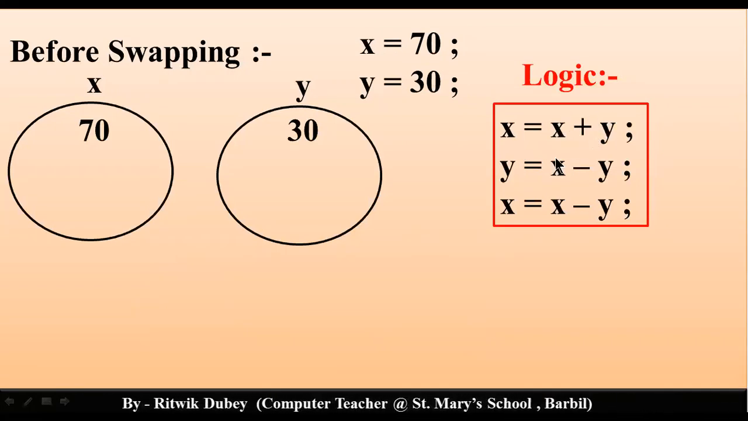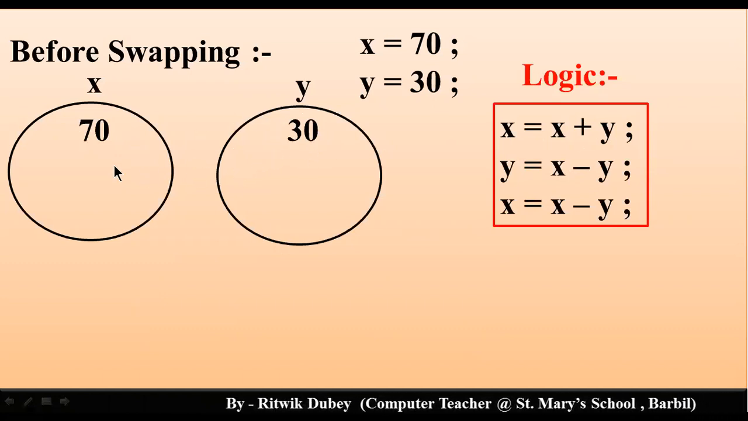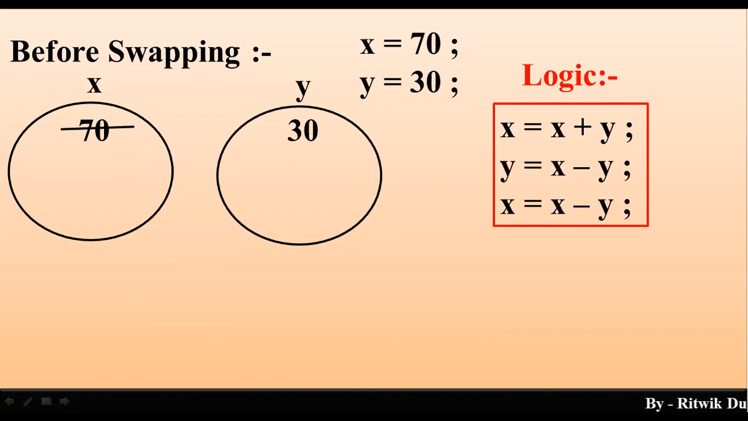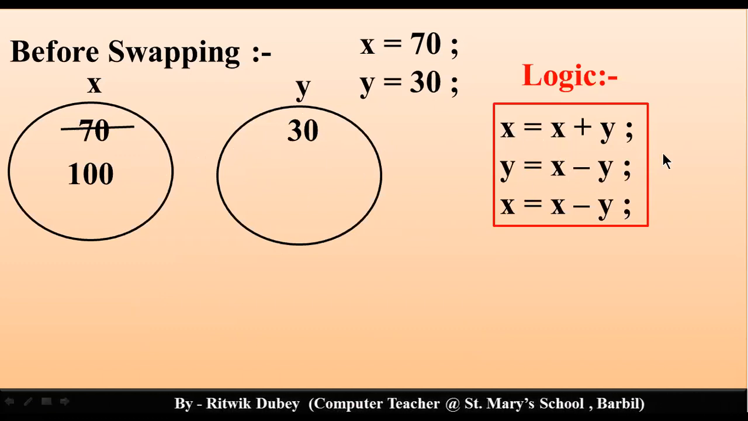I am assigning 100 to variable x. So x is 70, y is 30. 70 plus 30 is equal to 100, and 100 I am storing in x. So 100 will replace the value 70. Then the first line is finished.